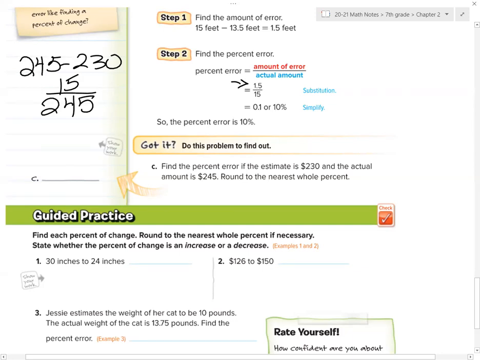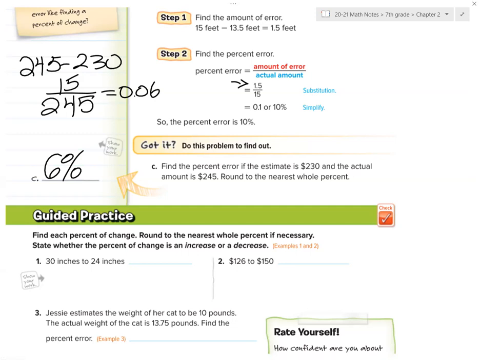So the actual amount is 245. You divide 15 by 245, and what's the percentage of error? What did you get, Sam? 6%? 0.06 is 6%, because you move the decimal point 2 places over.